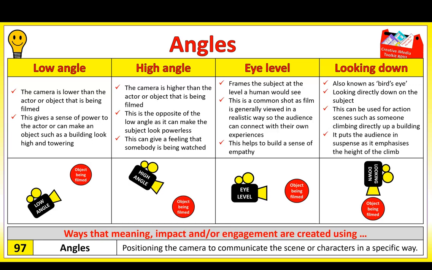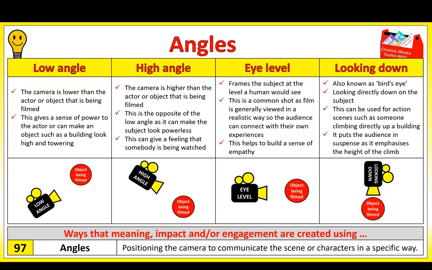So angles. I have given you a selection of 4 angles. There are more than this, but there's lots and lots of angles. So I'll give you 4 popular angles you might want to look at. So a low angle, that is when the camera is lower than the actor or object and it gives a sense of power. A high angle, the camera is higher than the actor or object, and this is the opposite of a low angle and it makes the subject look powerless. So looking up, sense of power; looking down, powerless.